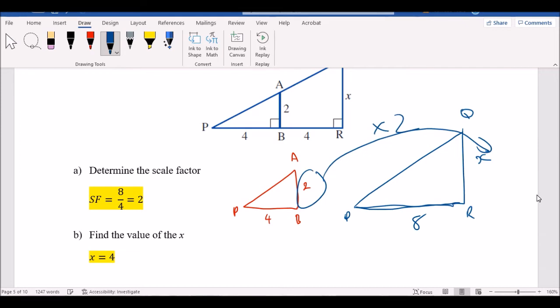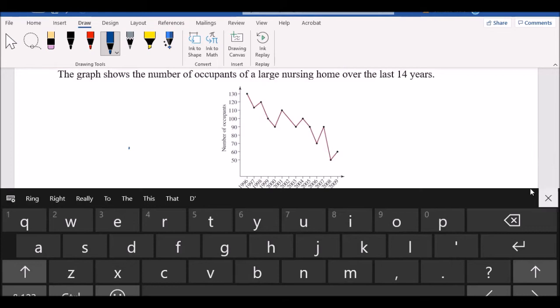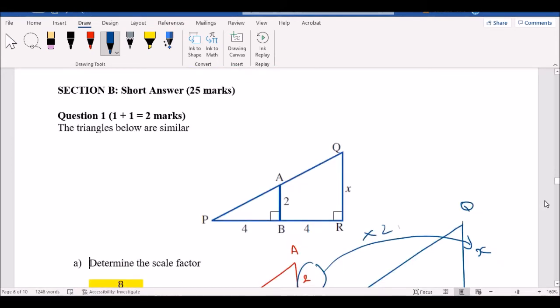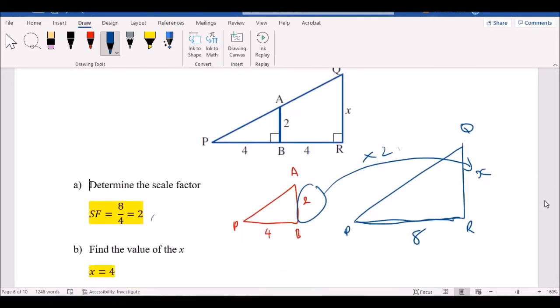So what I've done there is basically transferred it, multiplied by 2 because the scale factor, remember, was 2. And that is the corresponding side. All right, let's keep going.